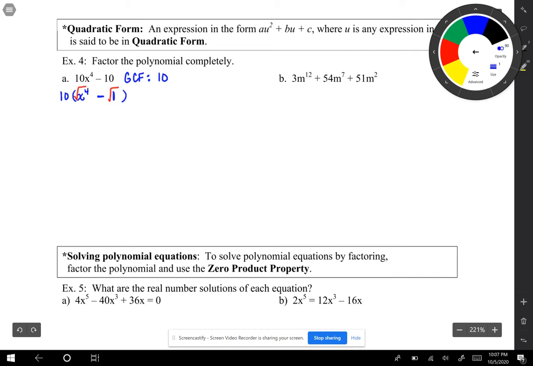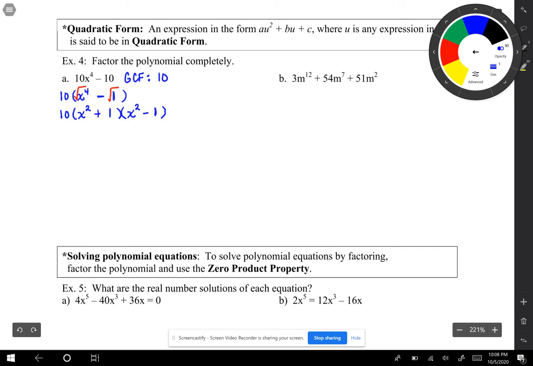And so we are left with 10 out here. Here's the kicker. What is the square root of x to the fourth? It's x squared, because x squared times x squared gives me x to the fourth. And the square root of negative 1, one is positive, and the other is negative.